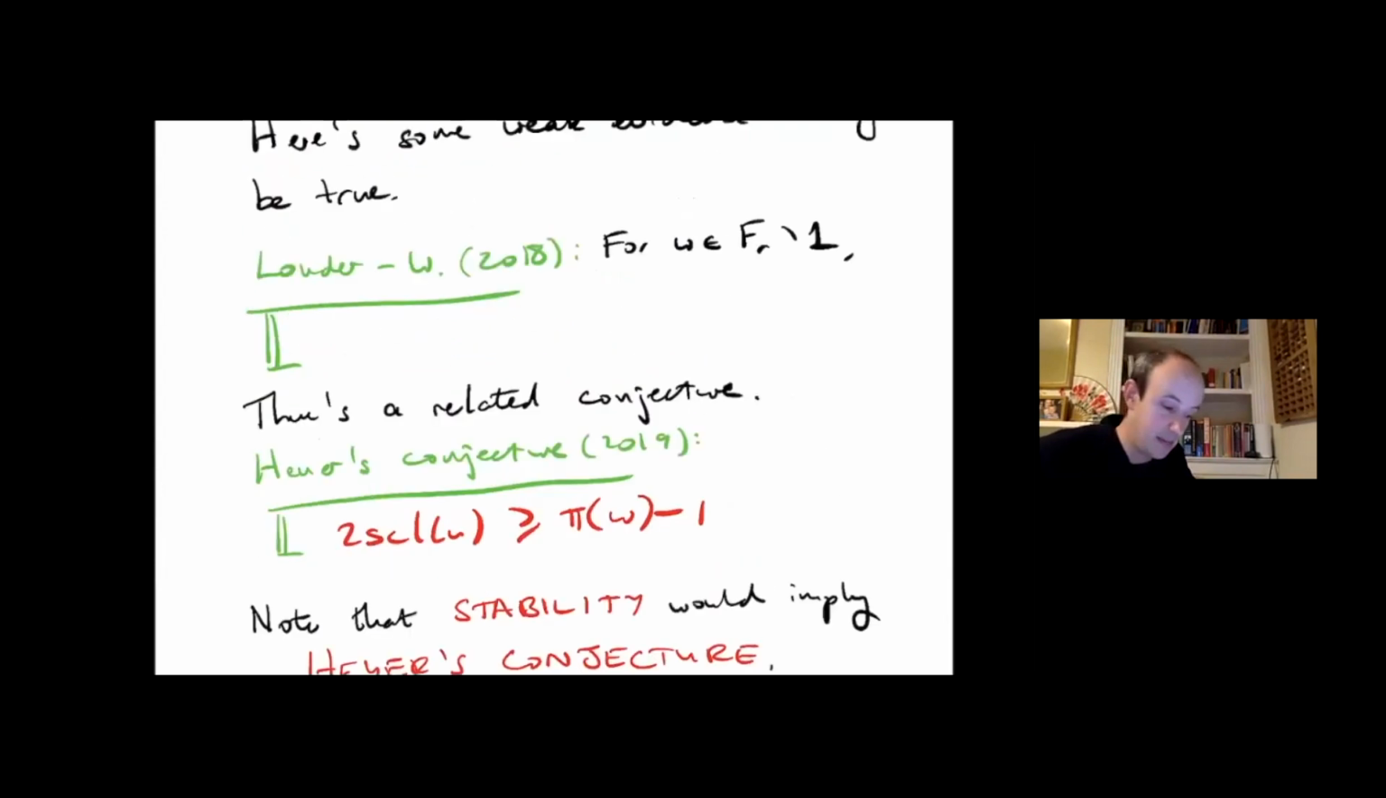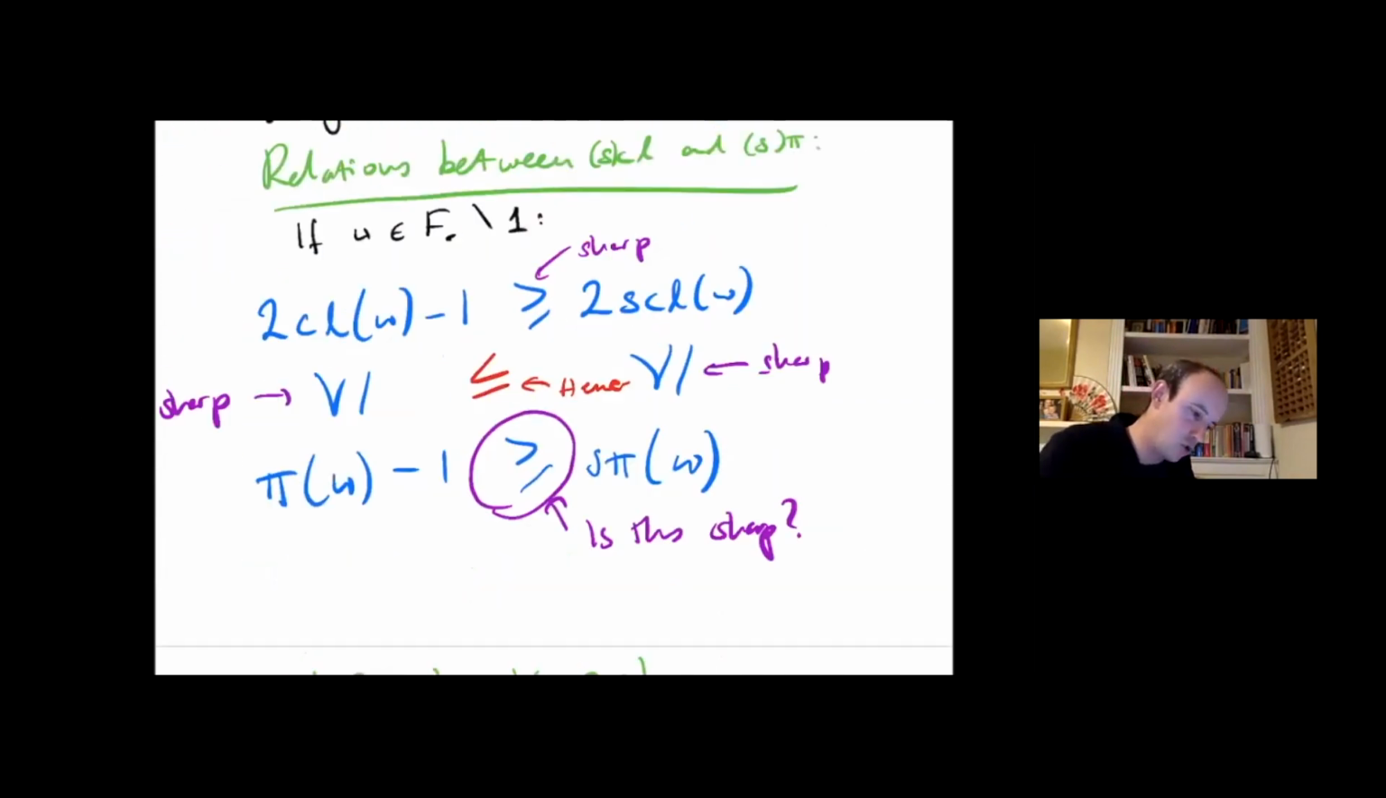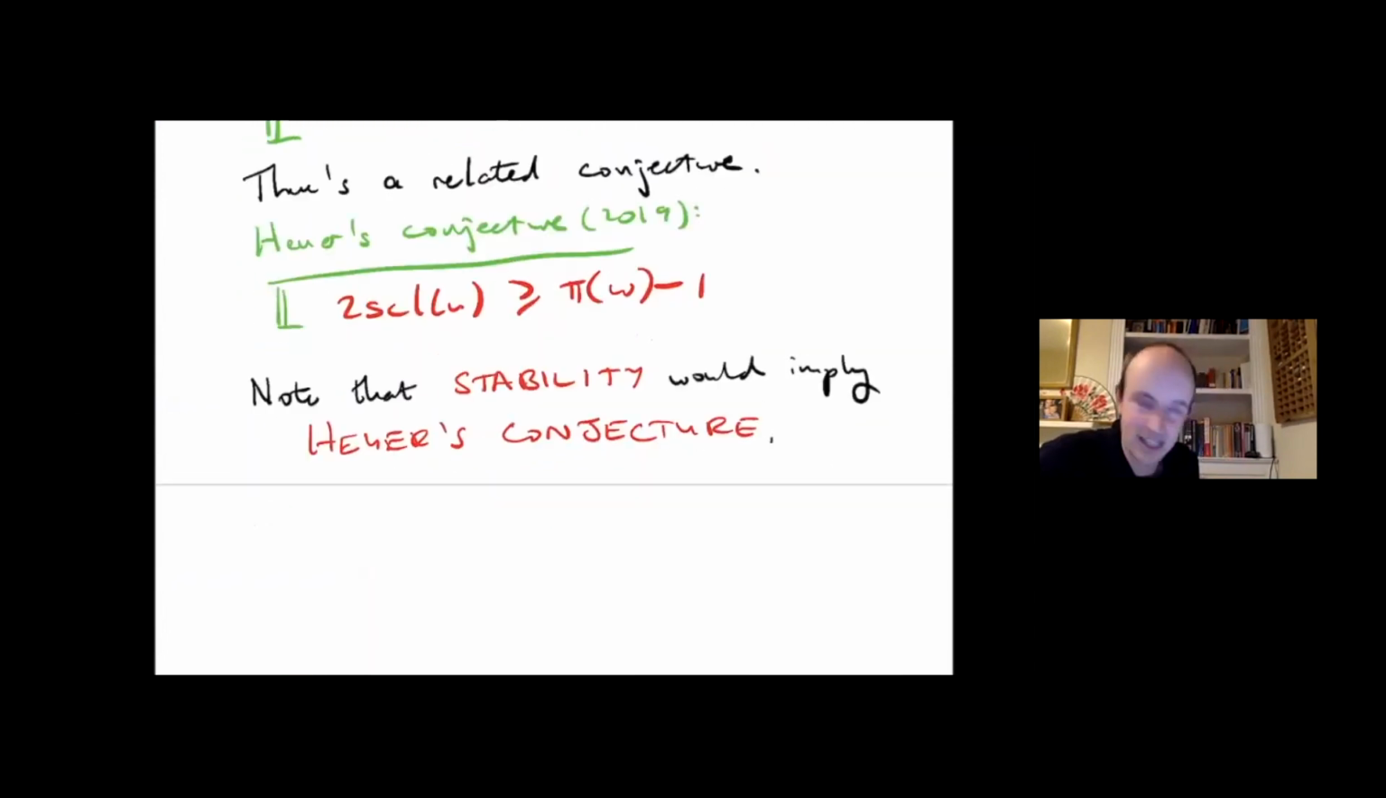So let me point out to you that if my stability conjecture is true, the statement that this thing is always equality, then we would get Hoya's conjecture, because we'd have this chain of reasoning: twice the stable commutator length is bigger than or equal to the primitivity rank of W minus 1. So the stability conjecture implies Hoya's conjecture.